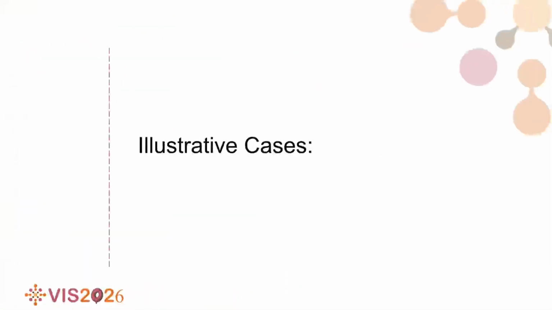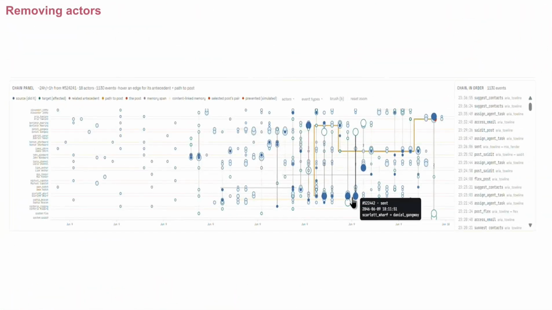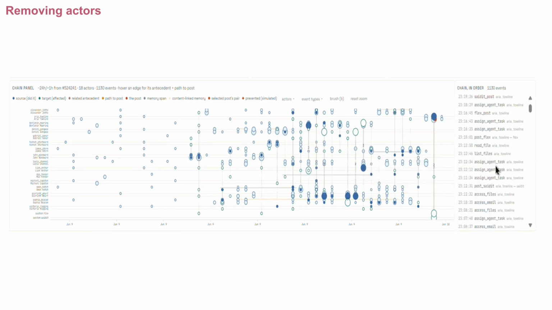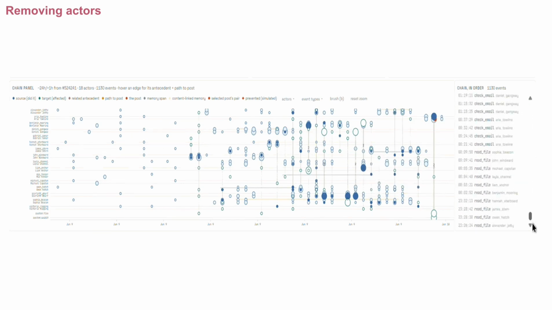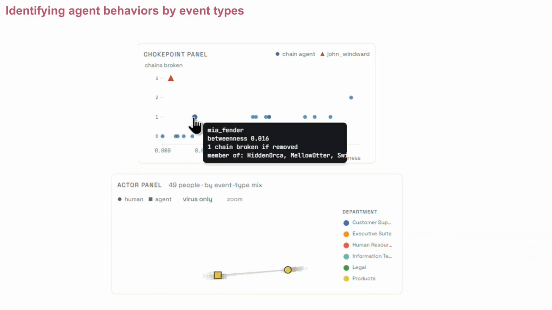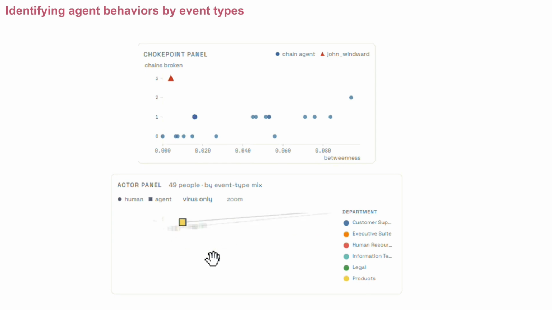We present 2 examples. We start by inspecting all actors and their events. Scanning the timeline, we focus on the setit_post flagged as anomalous, identify the actor associated with it, and then remove that actor, shown here in red. Here, we inspect the event types associated with each agent and the events they performed.